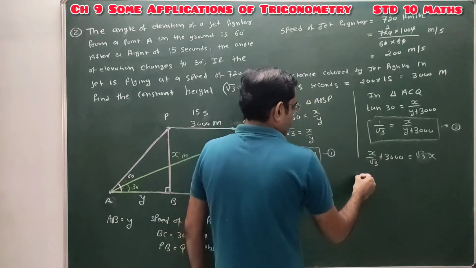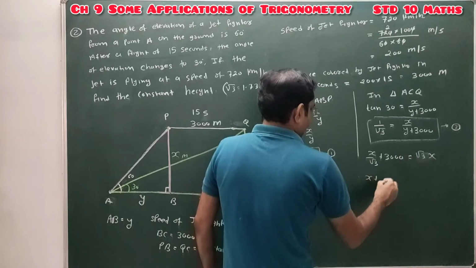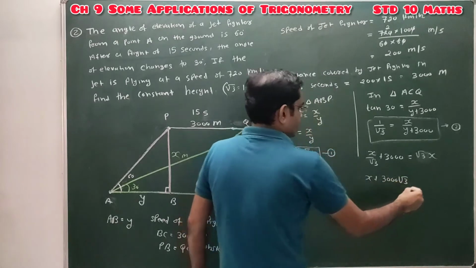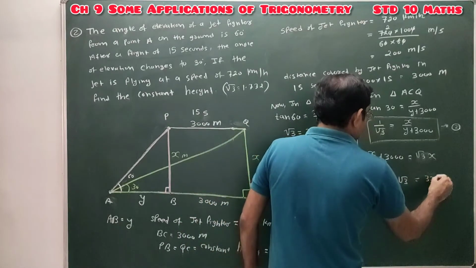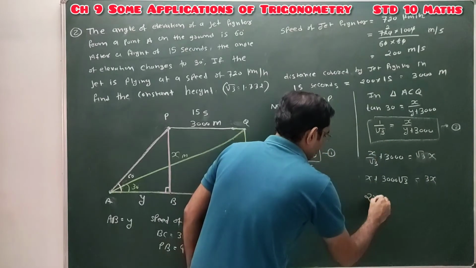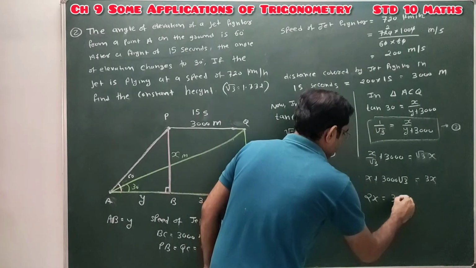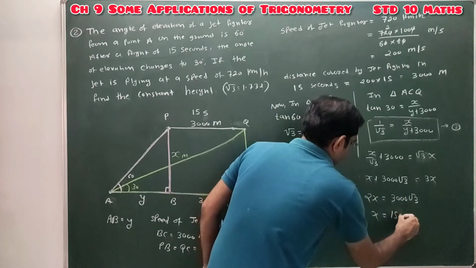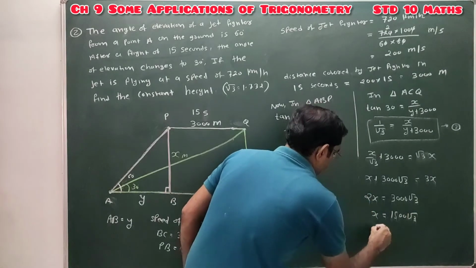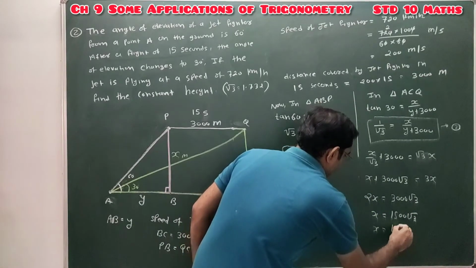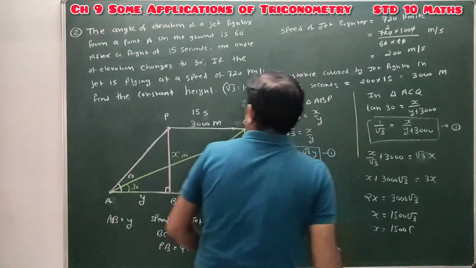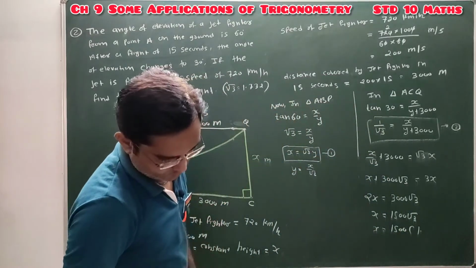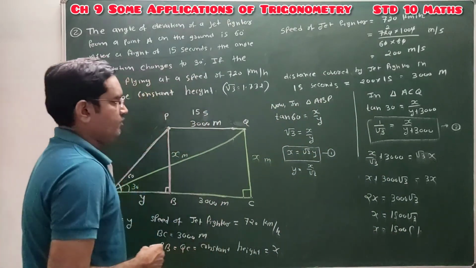Cross multiplied, so it will be x into 3000 root 3 whole divided by root 3 and multiply with root 3, so it's a 3x. So we are getting 2x equal to 3000 root 3. So our x equal to 1500 root 3, and put root 3 equal to 1.732. Put root 3 equal to 1.732.